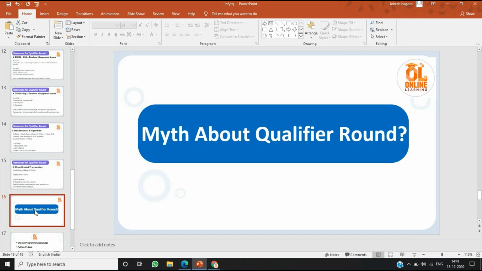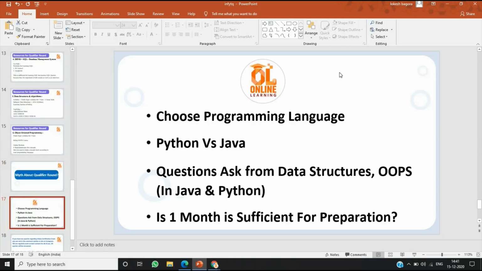So friends, these are some myths about the qualifier round. Some myths remain among candidates, who think about whether this programming language is useful or not. Choosing a programming language, like Python versus Java: some people say that Python is a very easy language, so you can choose that. As I already chose the Python programming language, most of the candidates asked, sir, can I choose the Python programming language for the qualifier round as well as for the final round as I practice?